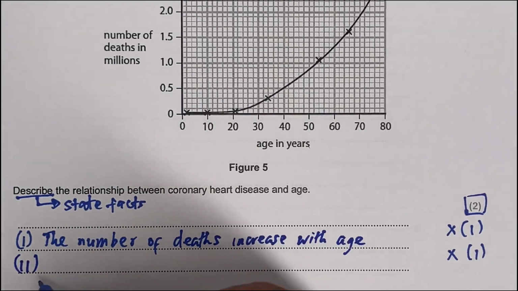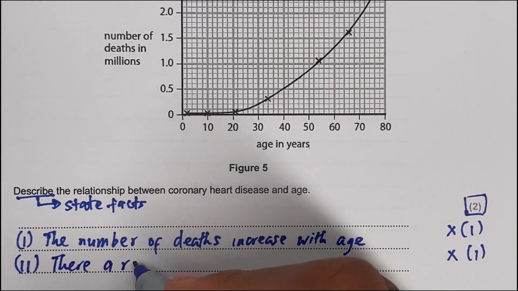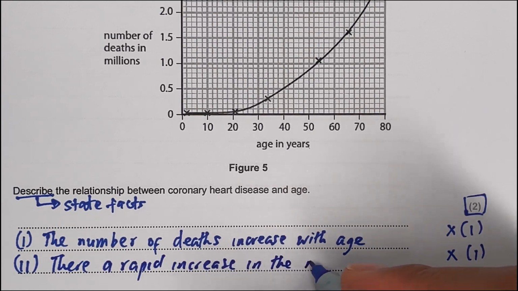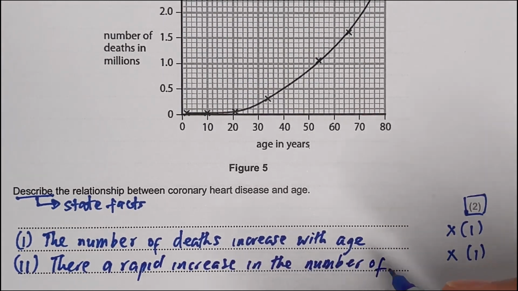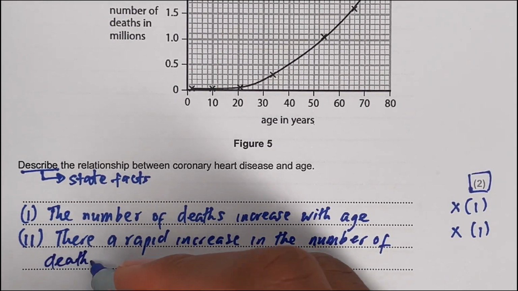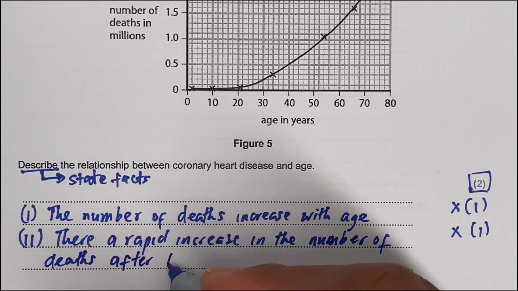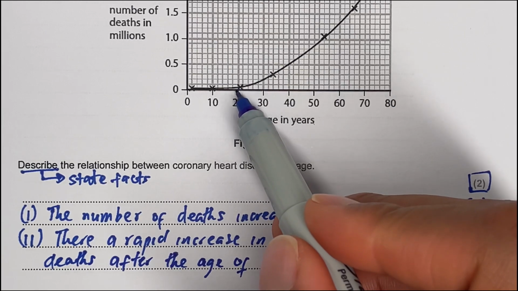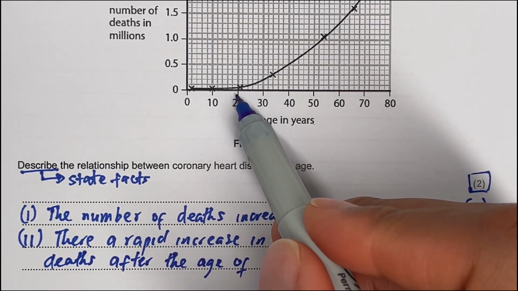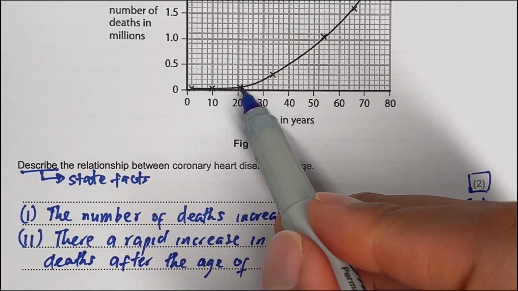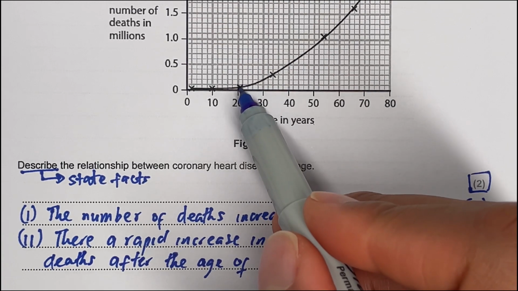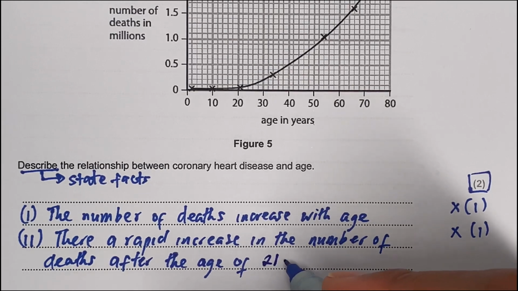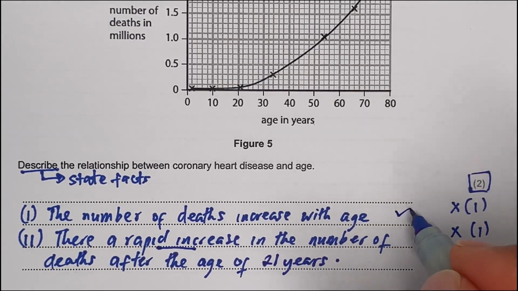My second point, there is a rapid increase in the number of deaths after the age of, this is not 20 because it's not on the 20 line and it's not on the next line, which will be 22. So I would say where the marker is would be 21. So after the age of 21 years, that gets me 1 mark. This gets me 1 mark.